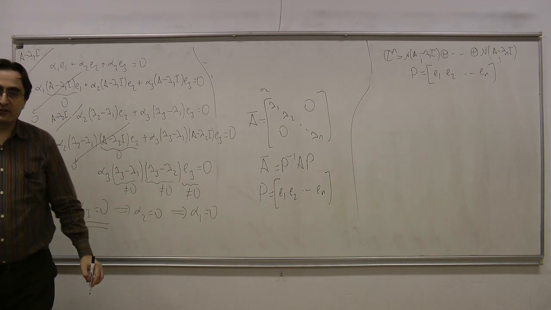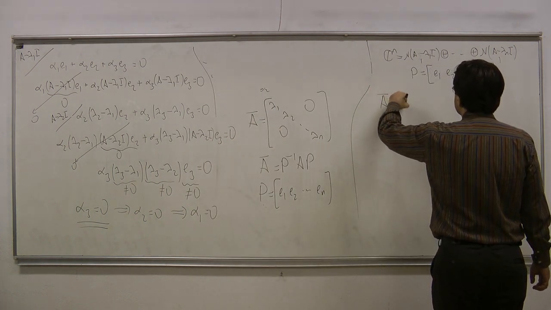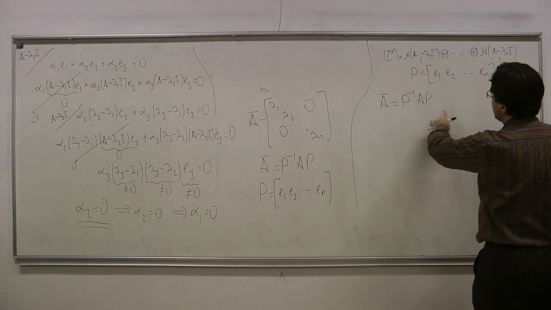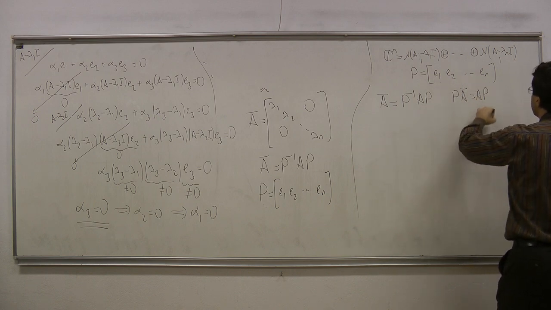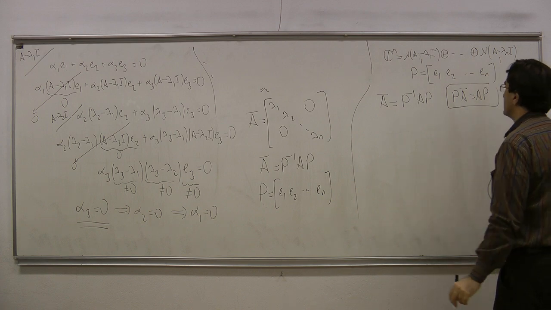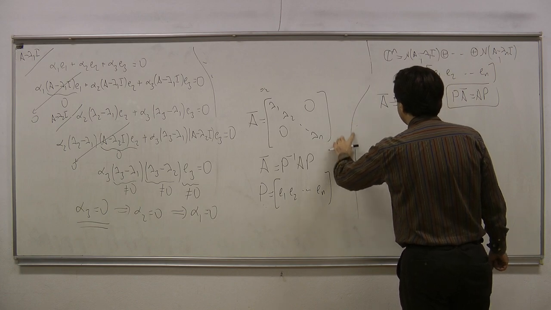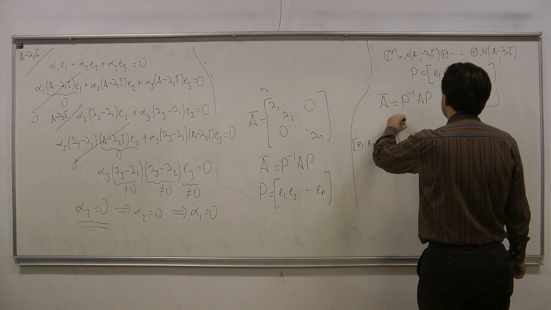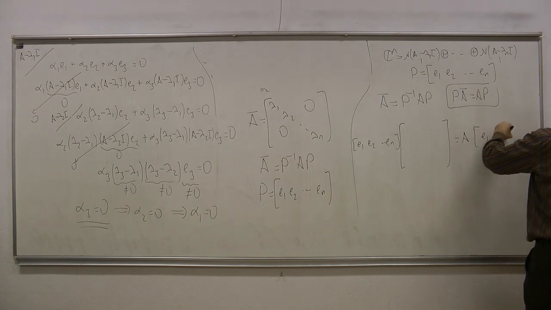And now let us look at this diagonal representation, how we can obtain it. A bar is equal to P inverse A P, and this is my P. Remember, I'm not using this equation in this form at all. P times A bar is equal to A times P. This is the equation form that I would like to use. Now, let us write P times A bar. So I would have my P here, which is the eigenvector matrix, E1, E2, going until En. And this is my A bar. And I would have A, and I have the P again, E1, E2, going until En.